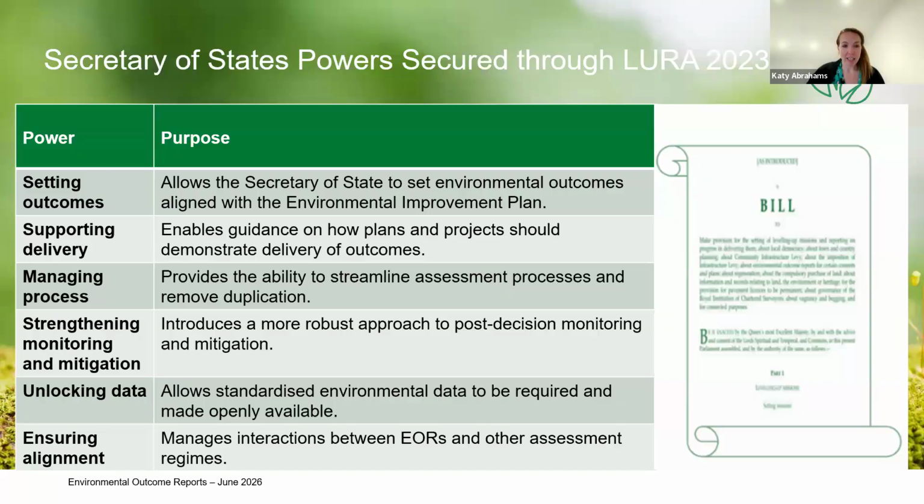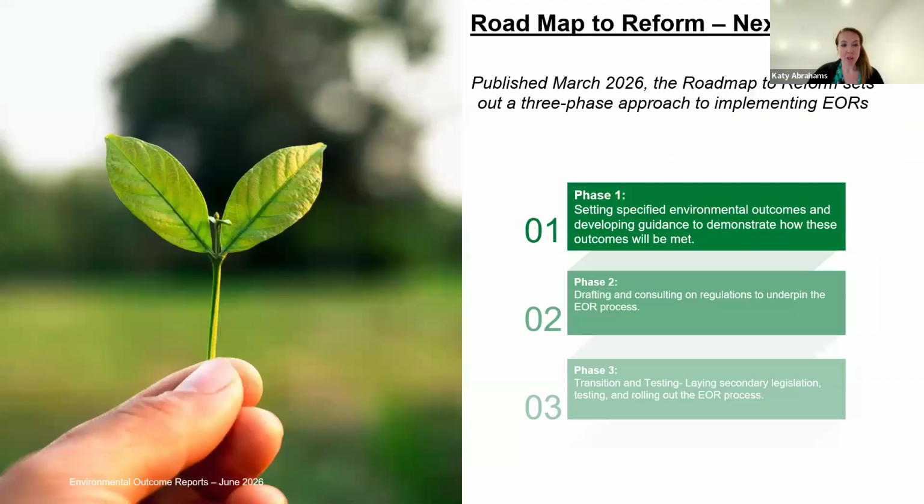Moving on to the next slide, the government published in March of earlier this year this roadmap to reform about the next phases. So what are we to expect? Well, we're told that phase 1 will focus on setting environmental outcomes, which, as we've heard, we look forward to seeing, and guidance as to how they're to be met. It's important to flag that the regime includes a non-regression safeguard to ensure no reduction in environmental protection, and there's this emphasis on focus and proportionality.